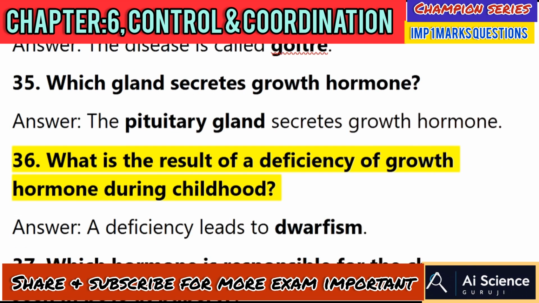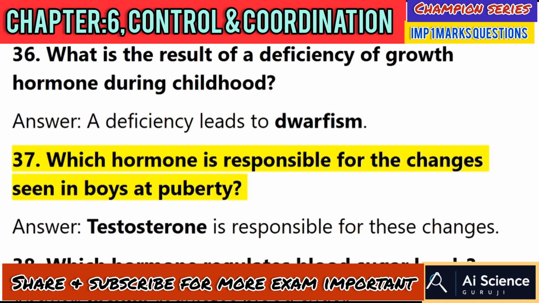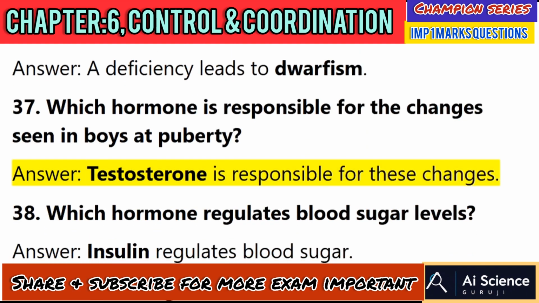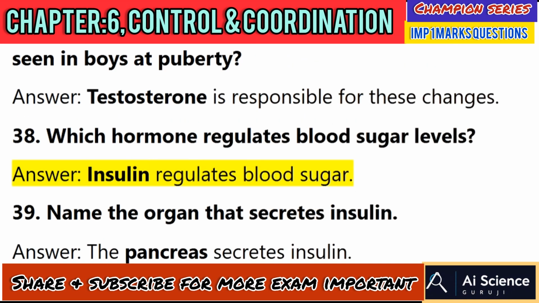36. What is the result of a deficiency of growth hormone during childhood? Answer. A deficiency leads to dwarfism. 37. Which hormone is responsible for the changes seen in boys at puberty? Answer. Testosterone is responsible for these changes. 38. Which hormone regulates blood sugar levels? Answer. Insulin regulates blood sugar.